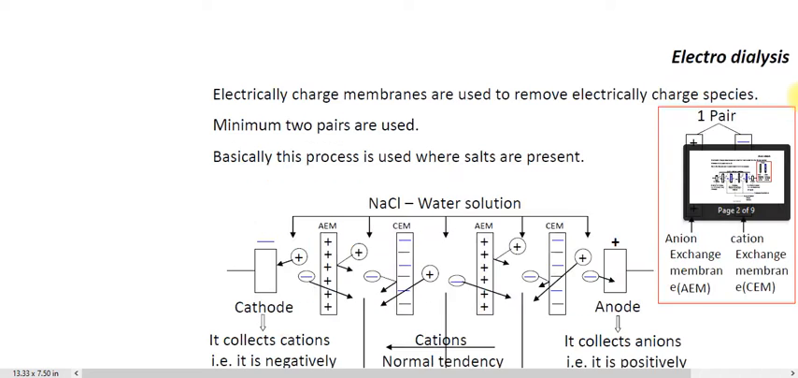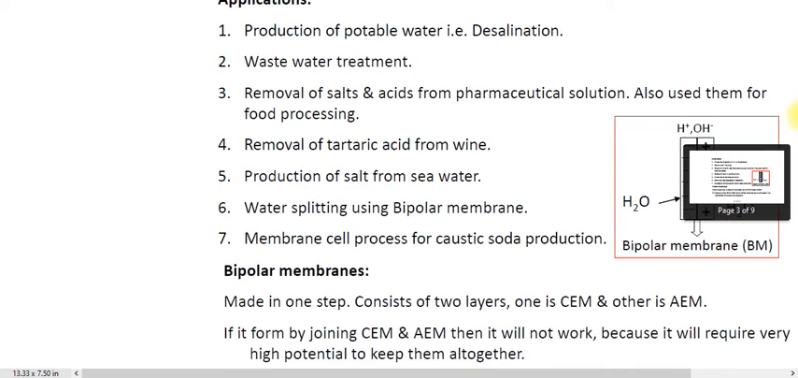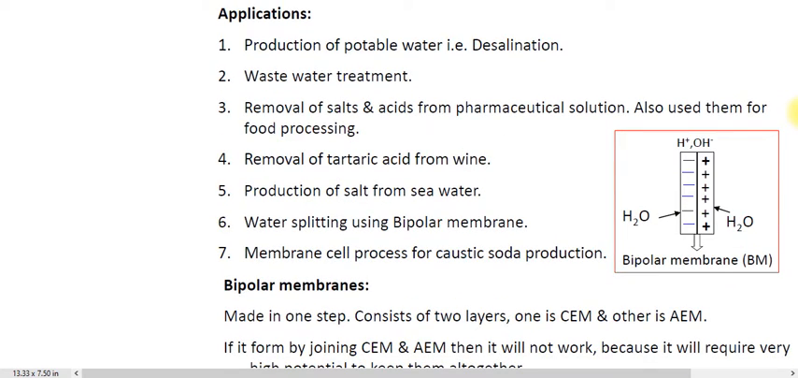Now the basic applications of the electrodialysis process. The basic applications are production of potable water, or desalination. Especially this process is used to separate out the seawater. Especially in ships, when the concentration of salts is very high, then reverse osmosis is not economical. At that time you can use the electrodialysis process. So this process is used to separate out the salt from the seawater, and to produce potable water from seawater, especially in ships.